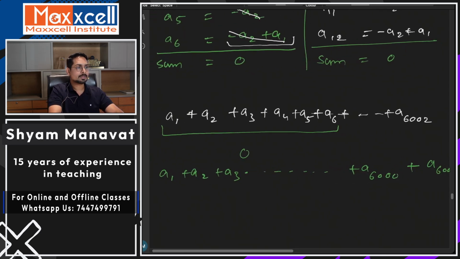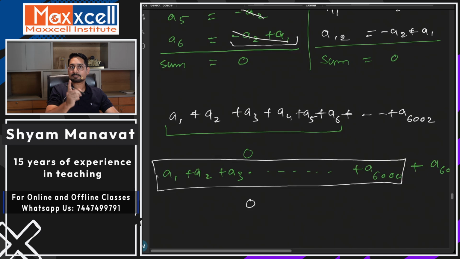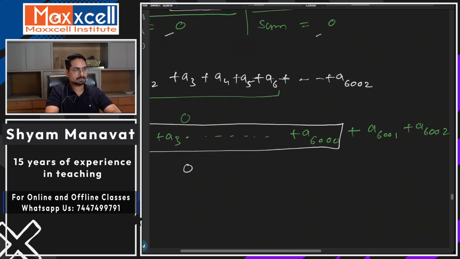So do you agree with me that A1 to A6000, this all is going to be 0, plus minus cancelling, right? I have given you an example here. Sum is 0, sum is 0. Now this A6001 is what? A1, and then this is what? A2.